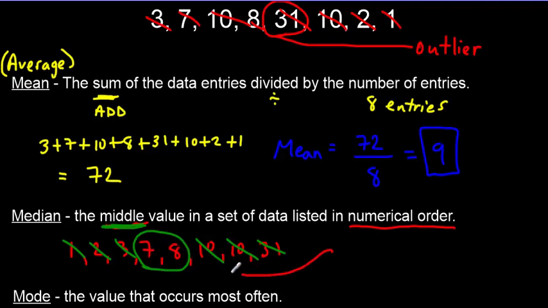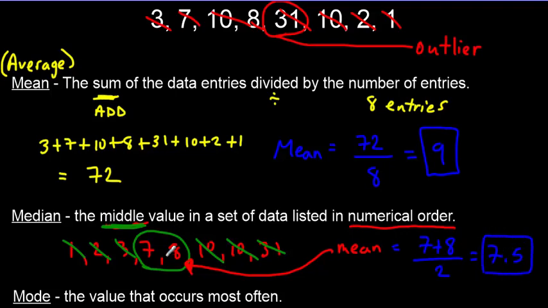But just to show you how we do this, we're going to take the mean of those middle numbers. Okay, so the mean, we take the sum, 7 plus 8, and then we will divide by the number of entries. Well, there's only 2 numbers there. Okay, and so 7 plus 8 is 15. 15 divided by 2 is 7.5.